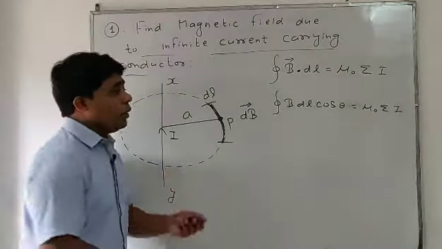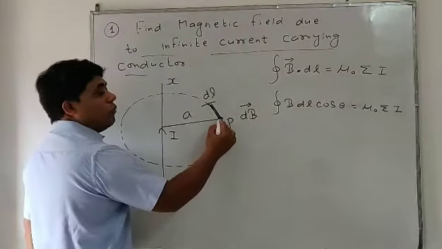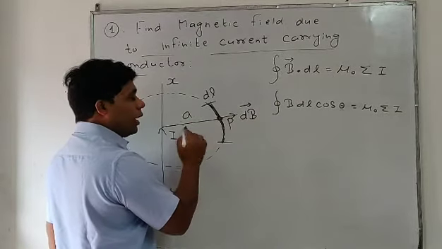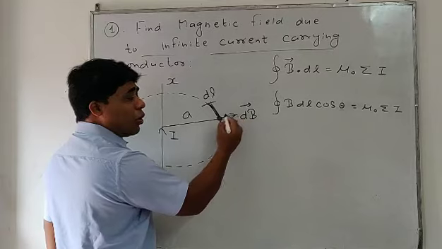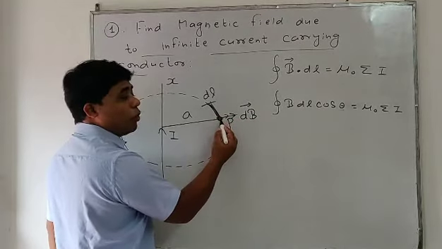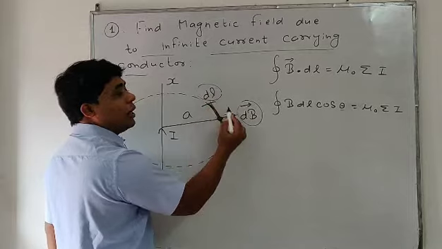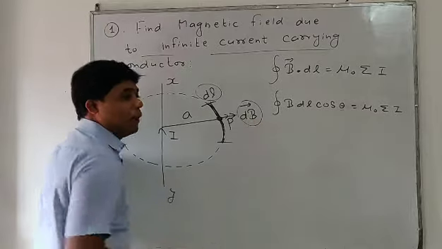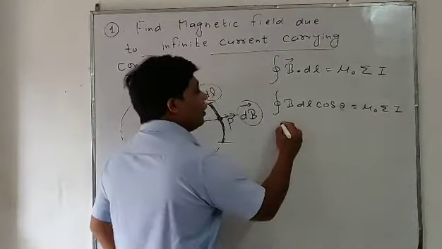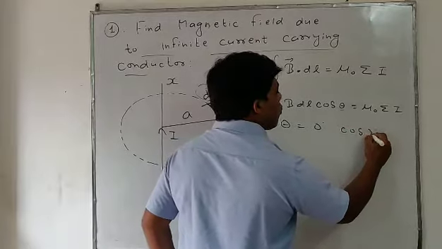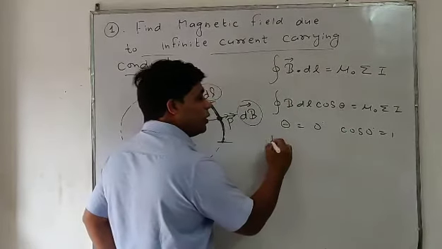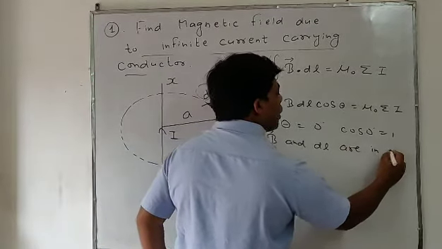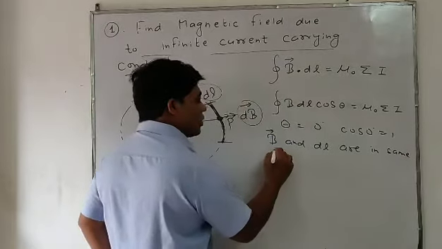Now students, the theta: we know the small segment has the direction outward, perpendicular, and the magnetic field is also in the same direction. For a particular point P, B and dl are in the same direction, meaning the magnetic field B and the partial length are in the same direction. If two components are in the same direction, theta is taken as 0 and cos 0 will be 1. What is the reason behind it? B and dl are in the same direction.